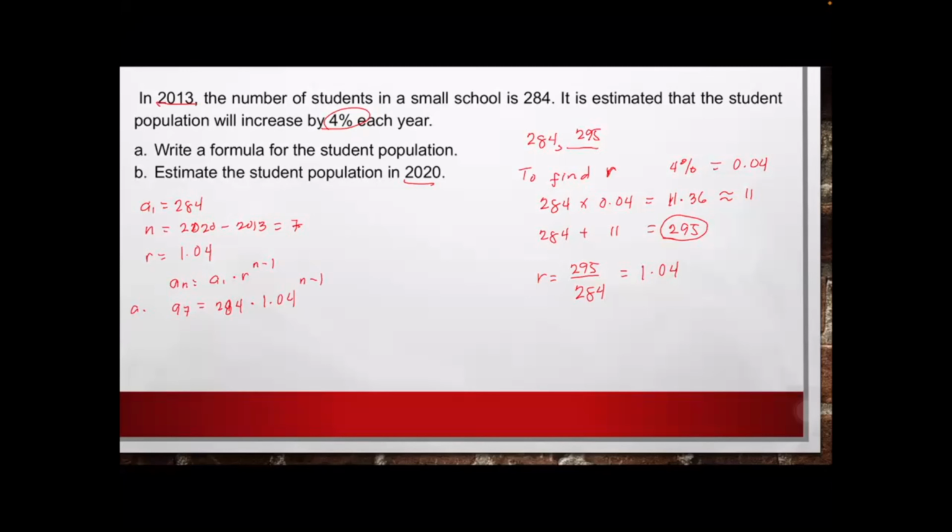Now, continuation for the letter B. So, magkakaroon tayo ng a sub 7 is equal to 284 times 1.04. This will be 7 minus 1. Then a sub 7 is equal to 284 multiplied by 1.04 raised to 8. So, a sub 7. What will be the answer kung meron kang a sub 7? Yes, Batarlo again. 388.67 po.